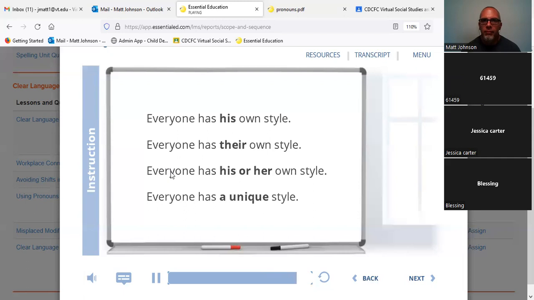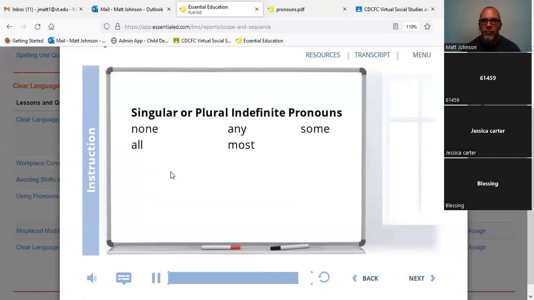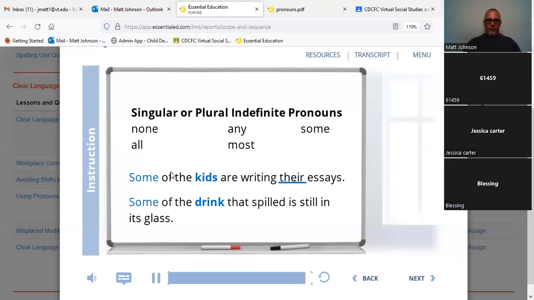So some indefinite pronouns can be singular or plural, depending on what they mean. So you'd say, some of the kids are writing their essays. But you'd say, some of the drink that spilled is still in its glass. Pronouns follow the same rules as verbs for indefinite pronouns. You think you get it? It sounds complicated, but just consider, are you talking about people or are you talking about objects? That's the one rule that you want to make sure you know the difference there.